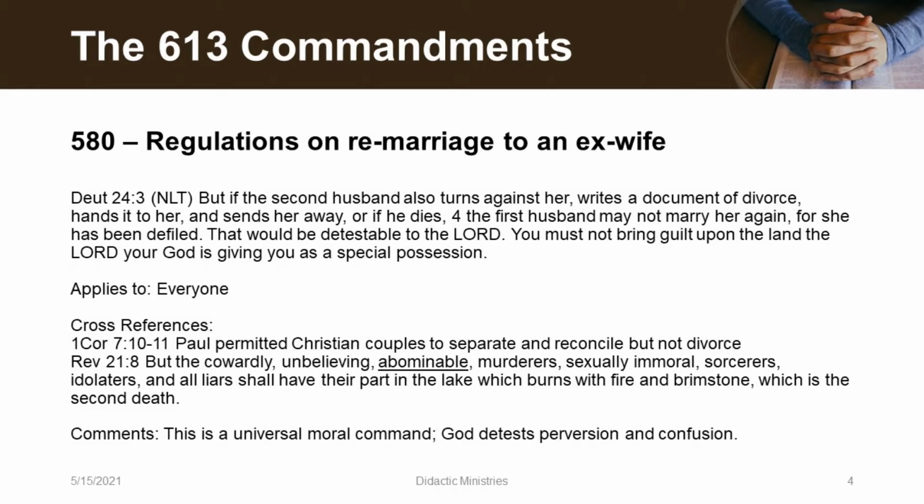If a person insists on breaking a marriage bond that God has joined together, there is no going back to the original partner. This is detestable in God's sight. Revelation chapter 21, verse 8 makes clear that those who are abominable in the sight of God shall have their part in the lake of fire, which is the second death.